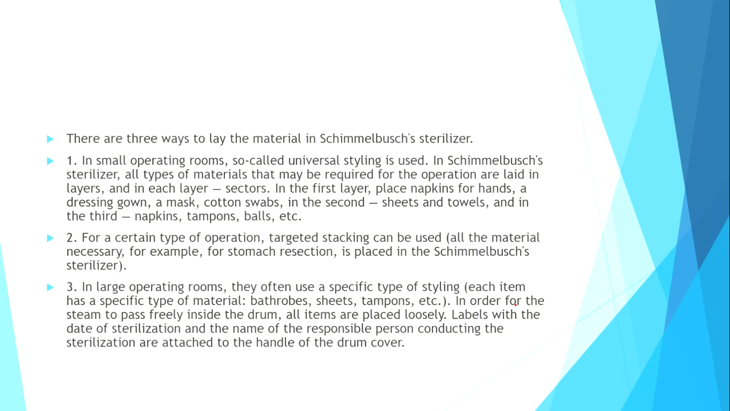Second, for a certain type of operation, targeted stacking can be used. All the material necessary, for example, for stomach resection, is placed in the Schimmelbuch's sterilizer. In large operating rooms, they often use a specific type of styling. Each item has a specific type of material: bathrobes, sheets, tampons, etc. In order for the steam to pass freely inside the drum, all items are placed loosely. Labels with the date of sterilization and the name of the responsible person conducting the sterilization are attached to the handle of the drum cover.